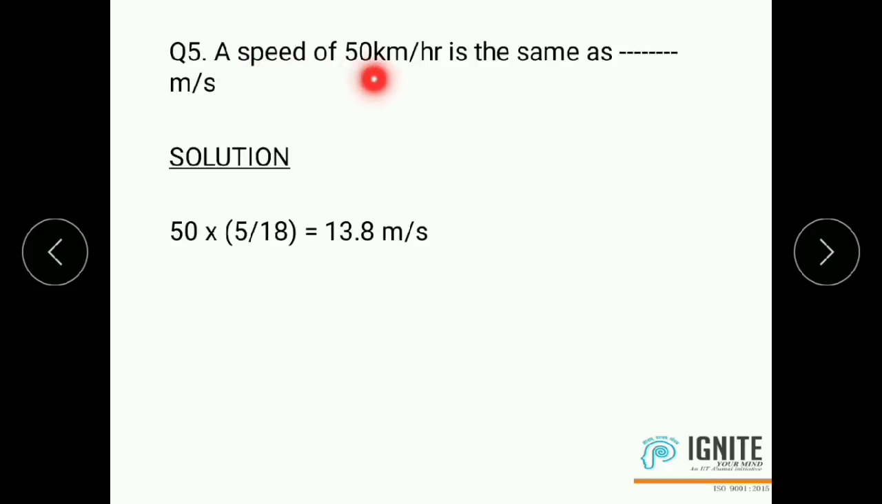Next, a speed of 50 km per hour is same as: to convert kilometer per hour into meter per second, multiply by 5 by 18. Therefore, 13.8 meter per second.